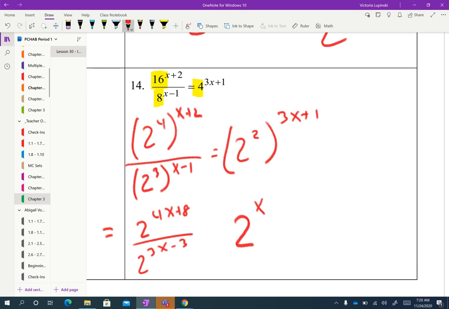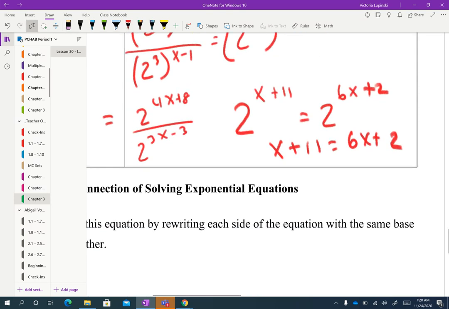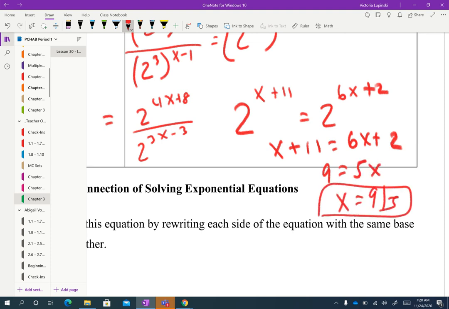So 4x minus 3x and 8 minus -3. So 2 to the x plus 11 on one side equals 2 to the 6x plus 2 on the other side. X plus 11 equals 6x plus 2. So 9 equals 5x, which means that x equals 9/5.